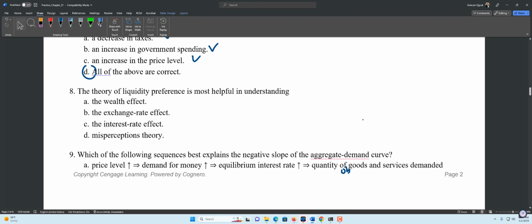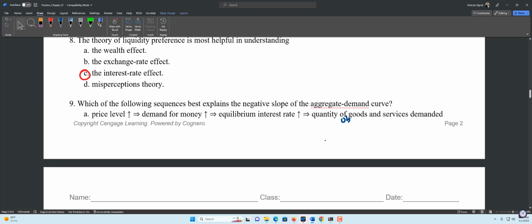Question 8. The theory of liquidity preference is most helpful in understanding the interest rate effect. As we know, the liquidity preference helps us to understand what happens to the interest rate based on money demand and money supply. Question 9.